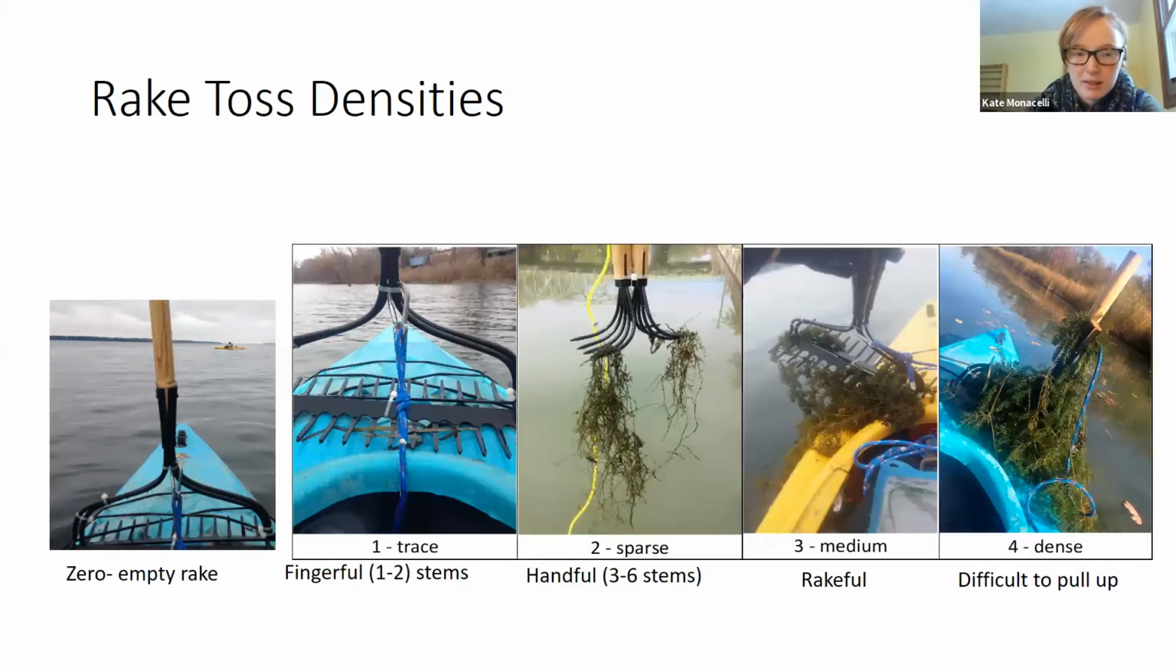This is how we typically classify the rake toss densities. So ranging from 0, just no plants. One stem or one leaf might be trace. A handful of plants on the rake would be sparse. Covering the tines of the rake would be medium. And then a heavy rake that you can almost barely pull up out of the water would be dense.